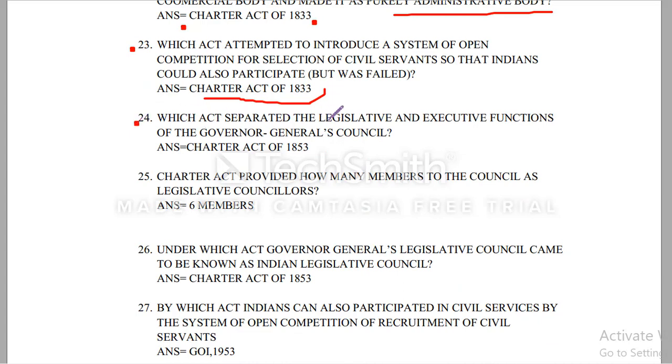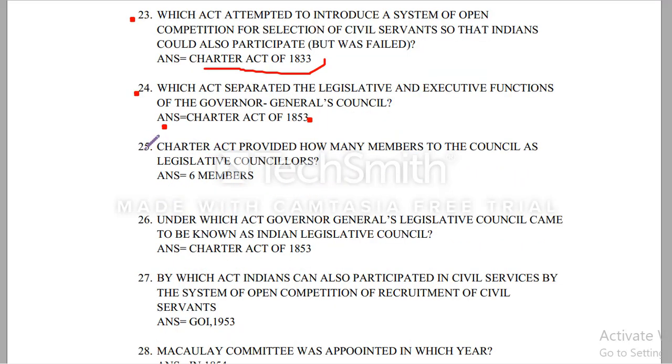24. Which act separated the legislative and executive functions of Governor General's Council? Answer is Charter Act of 1853. Next, how many members did the Charter Act provide to the council as legislative councillors? There were 6 members as legislative councillors to the council.